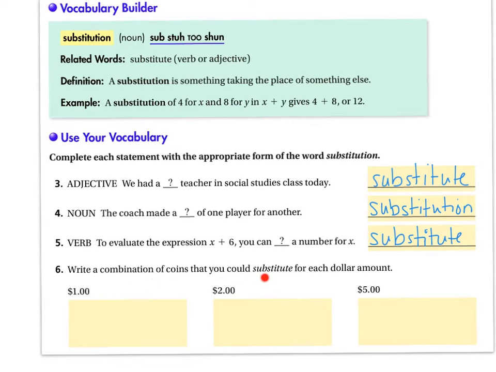Write a combination of coins that you could substitute for each dollar amount. Now, of course, these could vary quite a bit, but remember to use coins. So pennies, nickels, dimes, and quarters, and half dollars if you really want to use them.